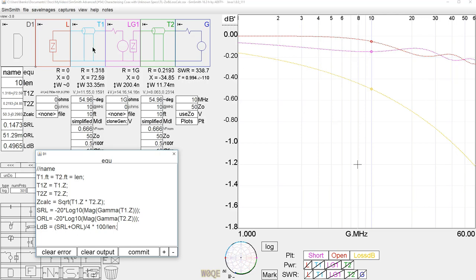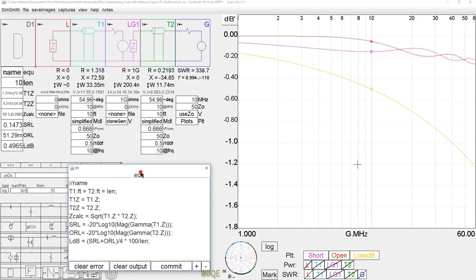Remember that the loss we want in the transmission line is one way only. So when we add the two together to get an average, we have to divide by 2 to begin with. And then we want half that, because that number is the number down and back. So the shorted return loss plus the open return loss divided by 4. Now we're going to multiply it by 100 over length.